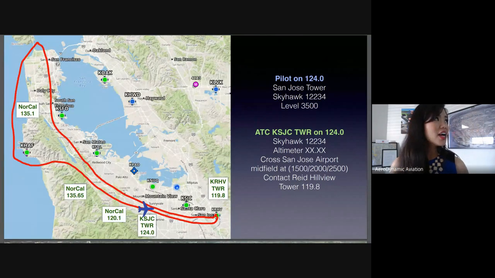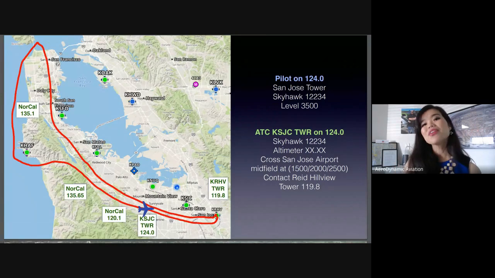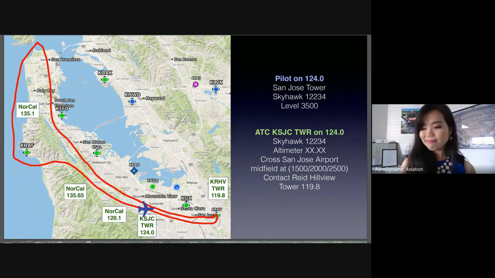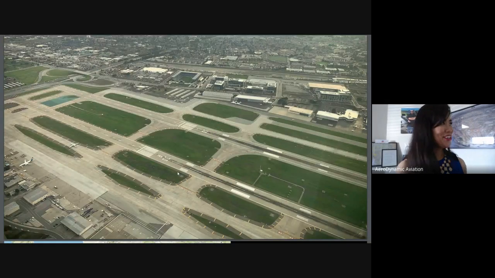So you're going to say San Jose Tower, Skyhawk 12234, level 3,500 feet. San Jose Tower will come back and say Skyhawk 12234, altimeter setting, cross San Jose Airport midfield at a certain altitude. Altitudes could be 1,500, 2,000, or 2,500. Contact Reed Hillview Tower, 119.8. And here you are crossing over San Jose International.